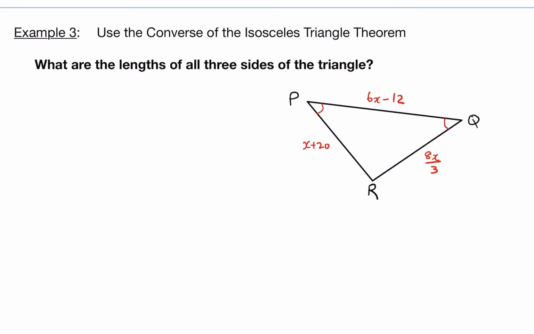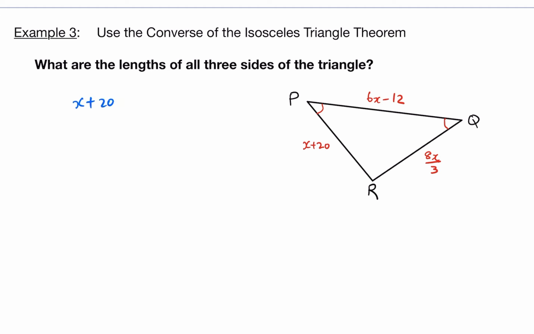We're going to use, again, the isosceles triangle theorem to solve for the lengths of all three sides of this triangle. First thing we should notice is that we have two angles that are the same. So according to the isosceles triangle theorem, if these two angles are the same, then the sides opposite them, so this one here and this one here, are equal to each other. So let's set them equal to each other.